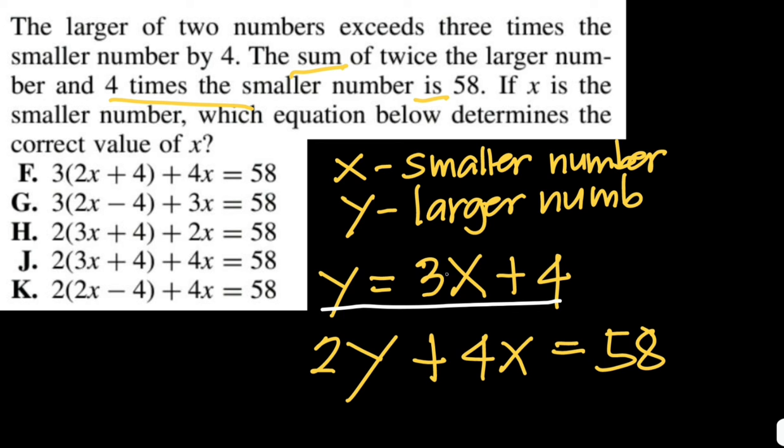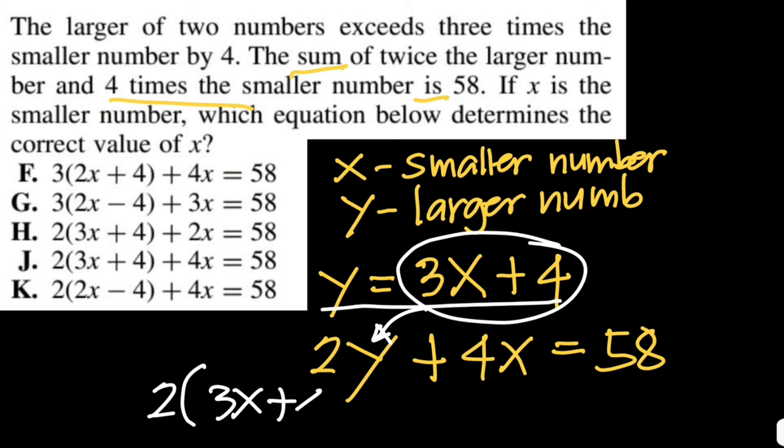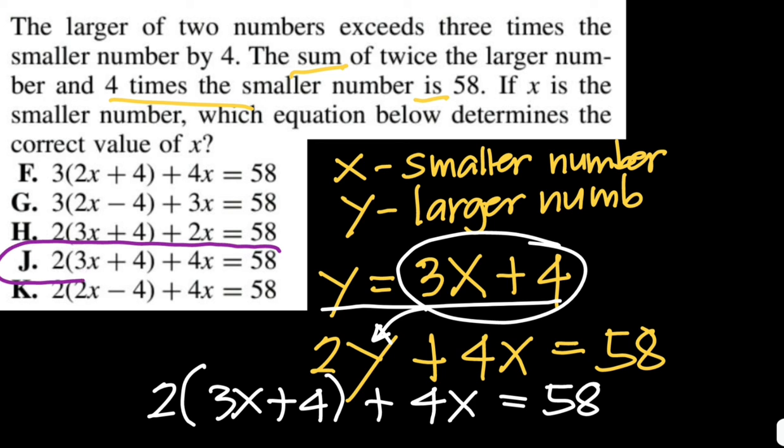Since we are given here that the value of y is equal to 3x plus 4, we just have to substitute this one, 3x plus 4, to y in the second equation. So this would become 2 times 3x plus 4, plus 4x equals 58. So this equation here determines how to solve the correct value of x. Let's take a look at the options here. From the options here, we have letter J. So the answer is letter J.